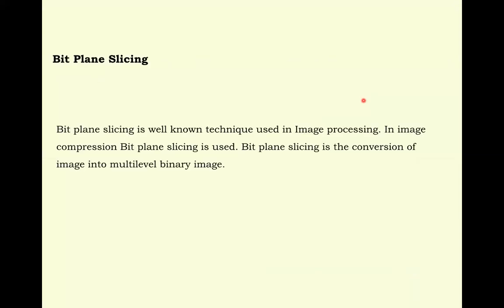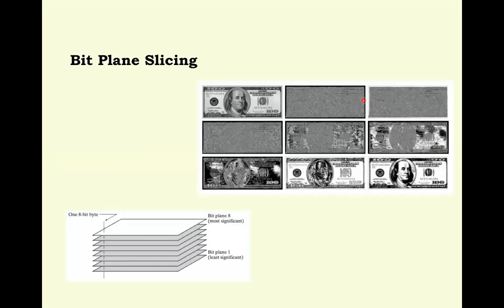Digital image enhancement: bit plane slicing. Bit plane slicing is a well-known technique used in image processing. In image compression, bit plane slicing is used. Bit plane slicing is the conversion of an image into multi-level binary images. So this is the basic concept.